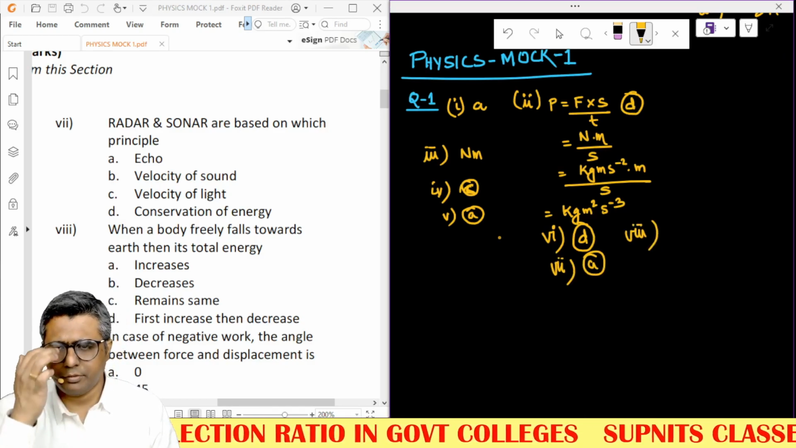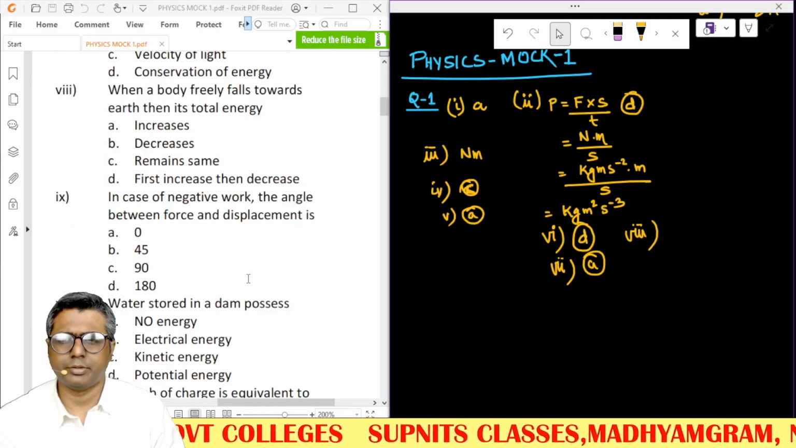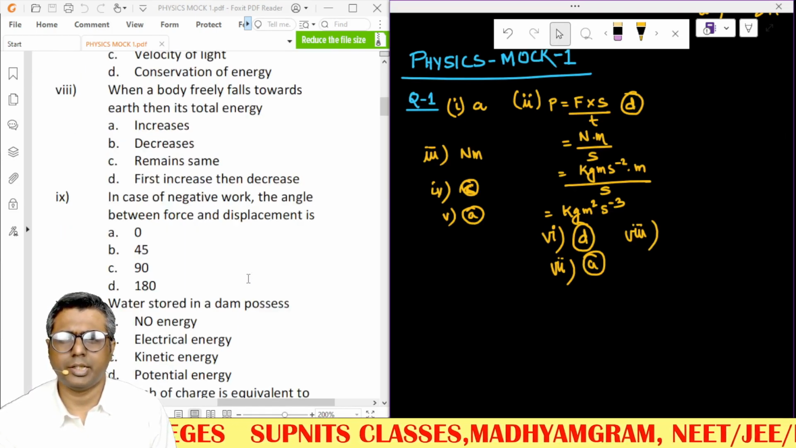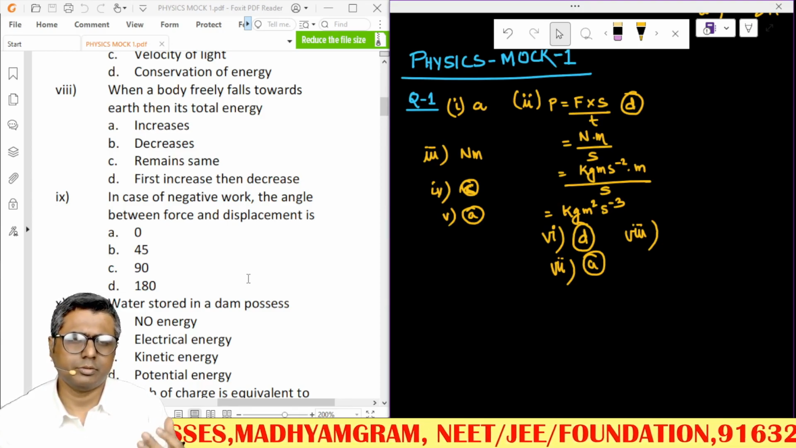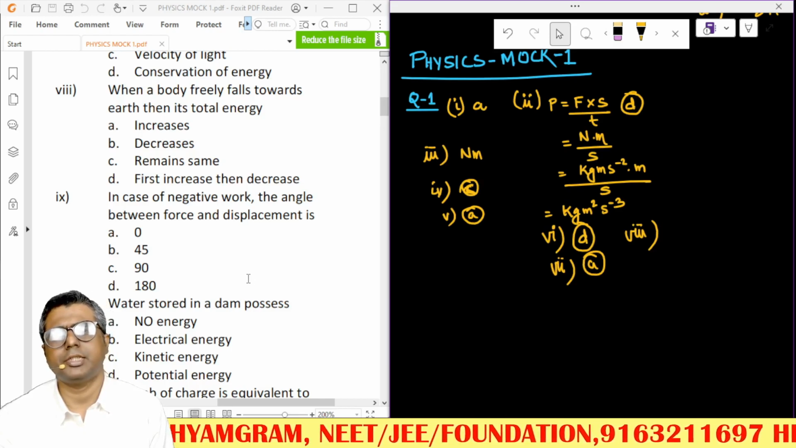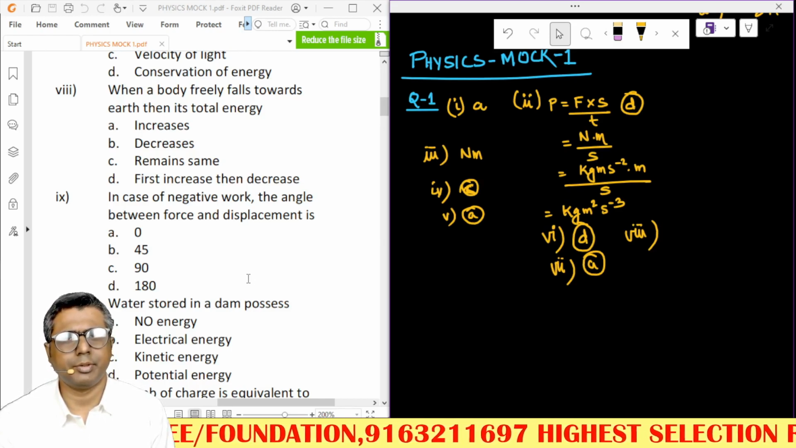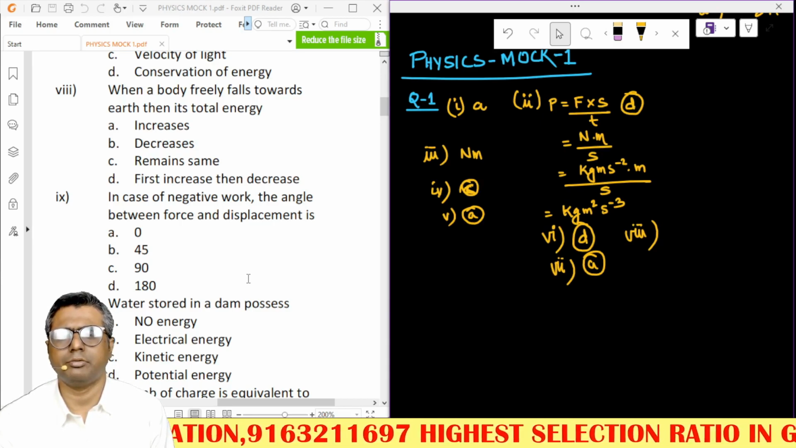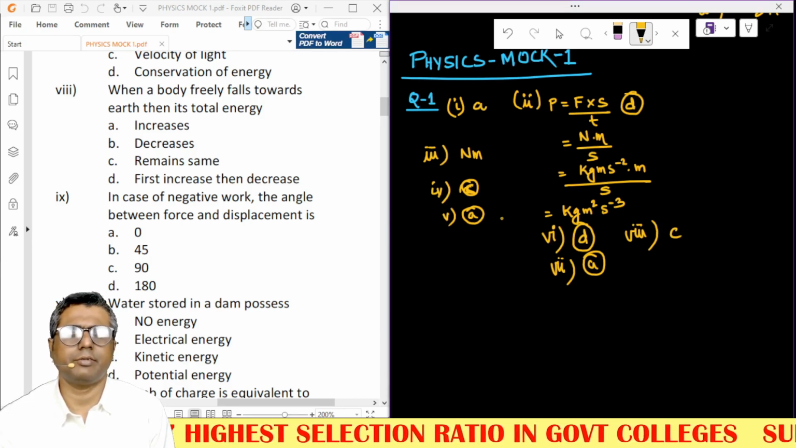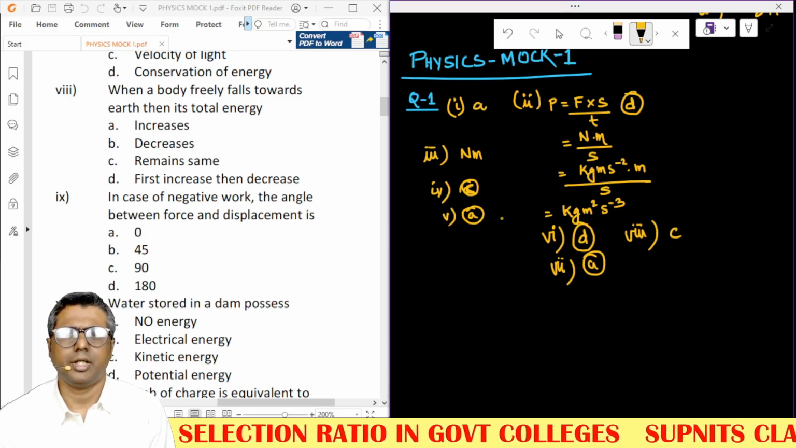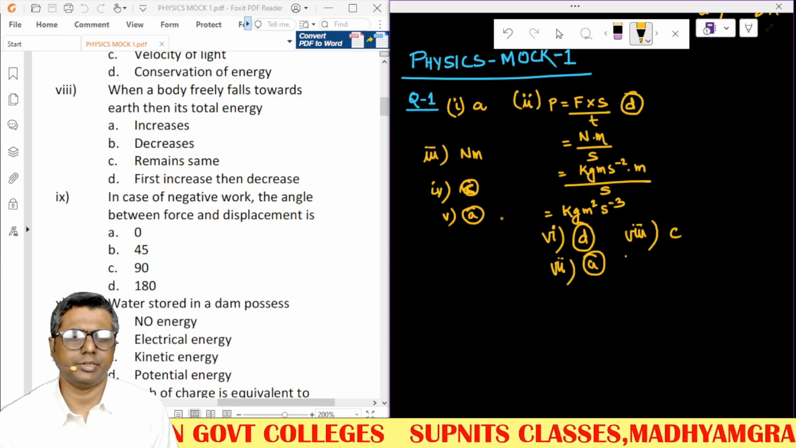Number 8, when a body freely falls towards earth, what is its total energy? See, if the body falls towards the earth, definitely its mechanical energy remains conserved, and that is what total energy means over here. So definitely the total energy will remain the same, so this will be option C. There will be interconversion between potential and kinetic energy, however the total energy will not change. This is as per the law of conservation of energy.